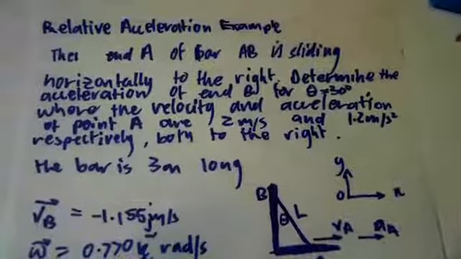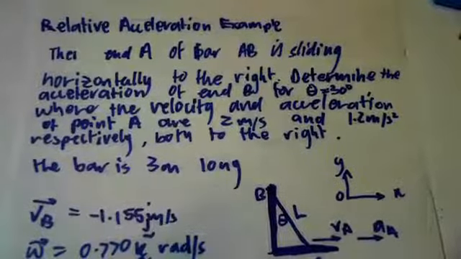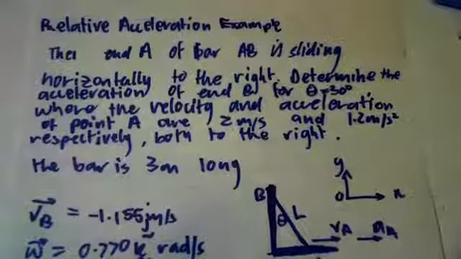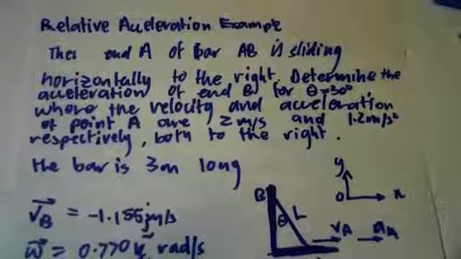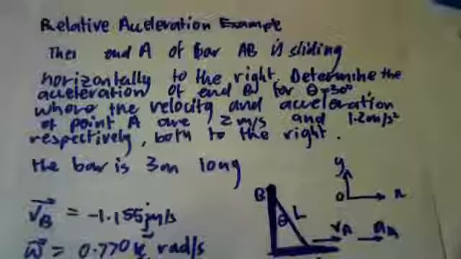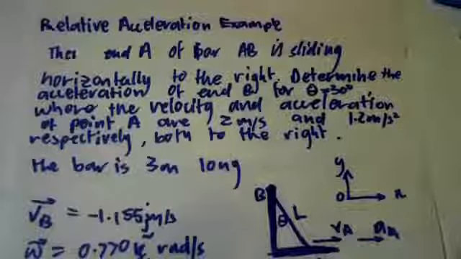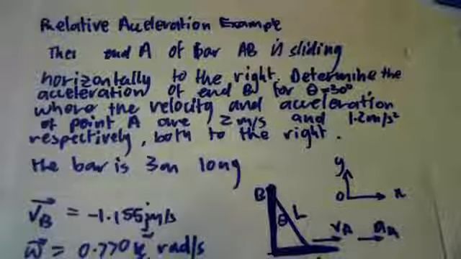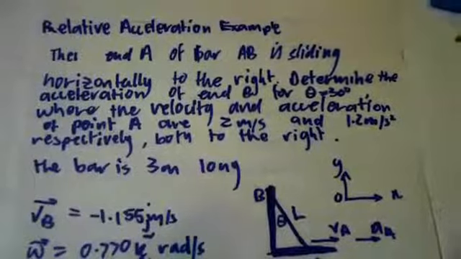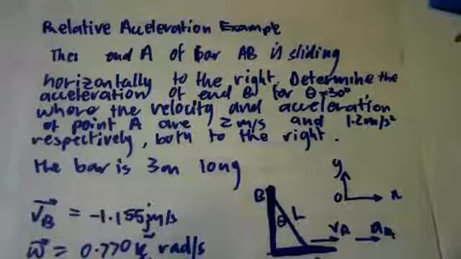The question simply states that the end A of bar AB is sliding horizontally to the right. Determine the acceleration of end B for theta equals 30 degrees, where the velocity and acceleration of point A are 2 meters a second and 1.2 meters a second squared respectively, both to the right.